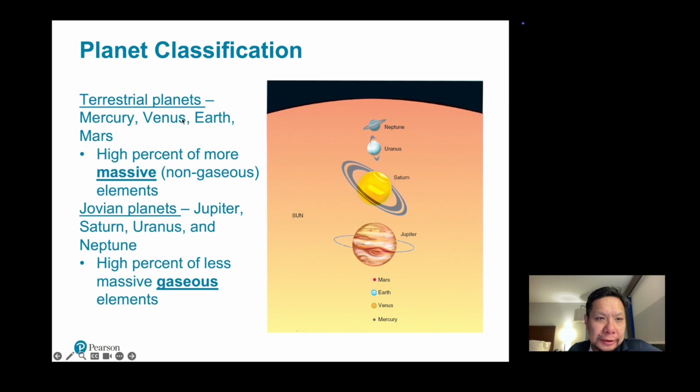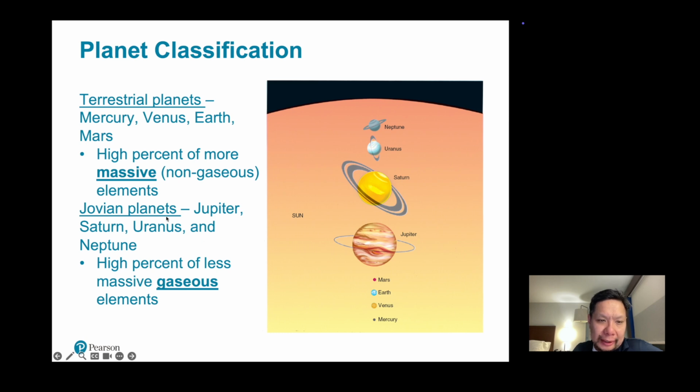So let's talk about the terrestrial planets first. Those are Mercury, Venus, Earth, and Mars. They have a high percentage of massive elements, right? Like iron, those kinds of things, which makes sense because all of the terrestrial planets have land, and the land is made of a lot of heavier elements.